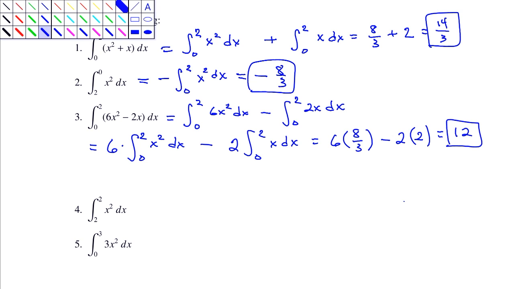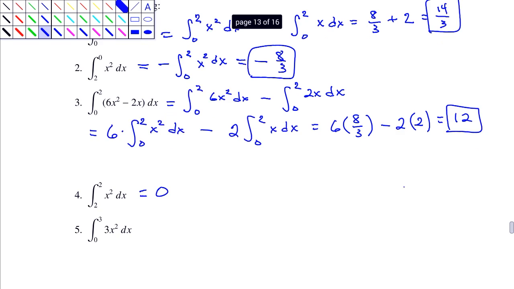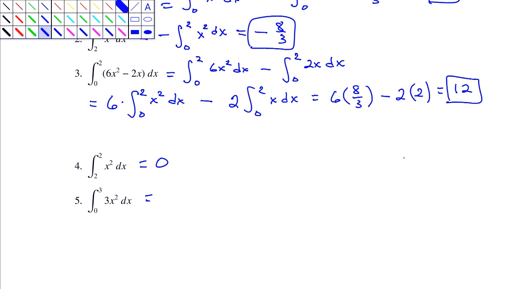Questions over number 3? So we used rule 4 to split it up. Then we used rule 3 to factor out the constant multiples, and then we evaluated. Number 4 is 0 by rule 1. The integral from a number to itself is 0.